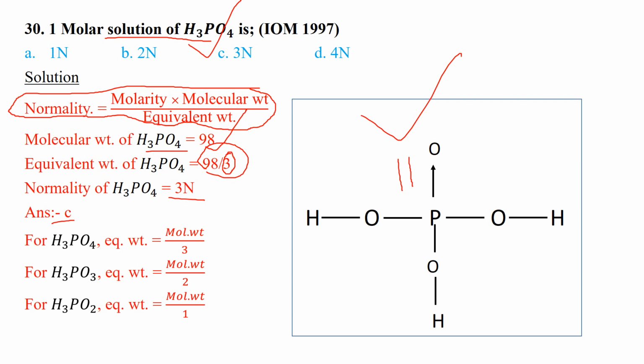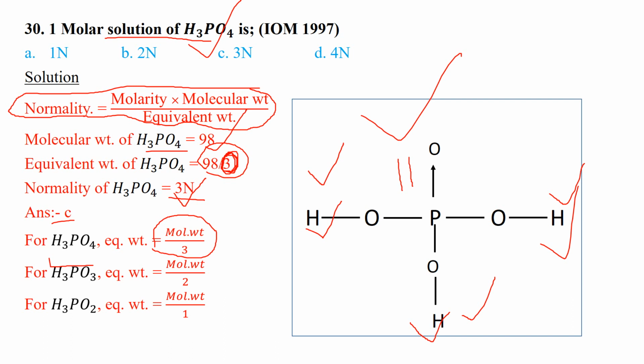We have to know about the basicity to calculate the equivalent weight of any acid. Basicity is the number of replaceable hydrogen atoms. How many hydrogen atoms are present here? 3 hydrogen atoms. So these 3 are replaceable, so basicity will be 3. Then the equivalent weight will be molecular weight by 3, because 3 is the basicity. So 98 by 3 is the equivalent weight of phosphoric acid, and normality will be 3 normal. So in case of H3PO4, equivalent weight is equal to molecular weight by 3.